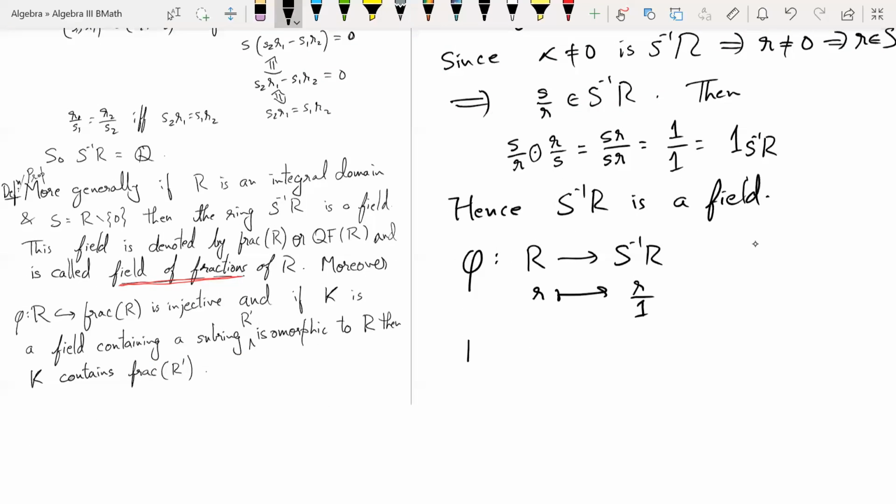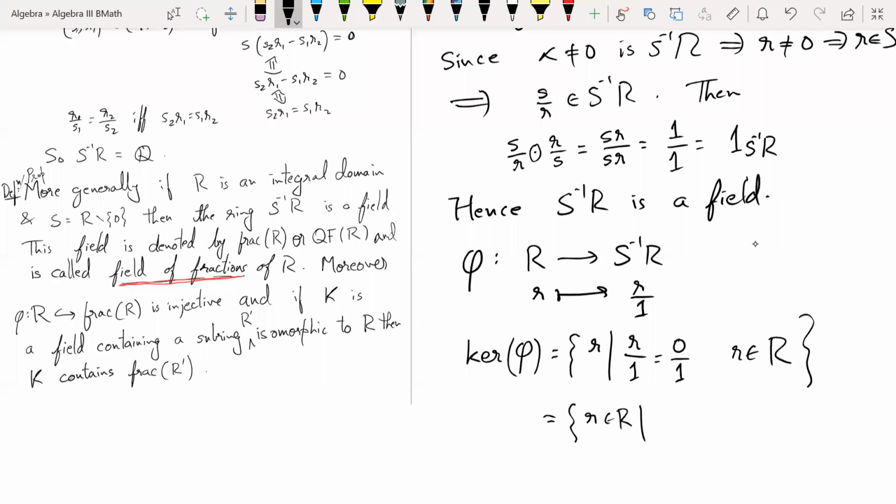So let's analyze what the kernel of phi is. The kernel of phi is R such that R over 1 is 0. And what is 0 in S inverse R? It is the same as 0 over 1. This is what the kernel of phi looks like. What does this mean? These two are the same if there exists S in R minus 0, such that 1 dot R minus 1 dot 0 times S is 0 of R.